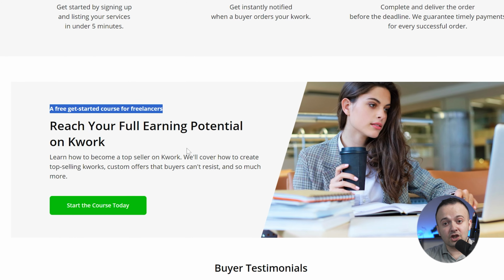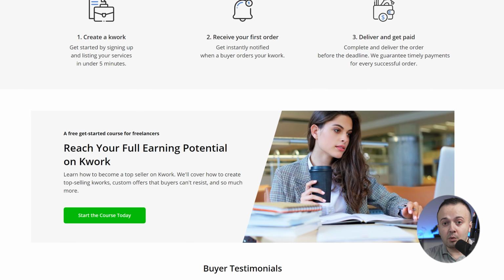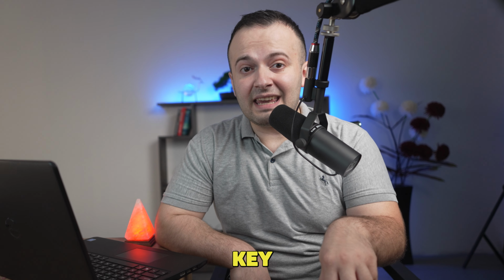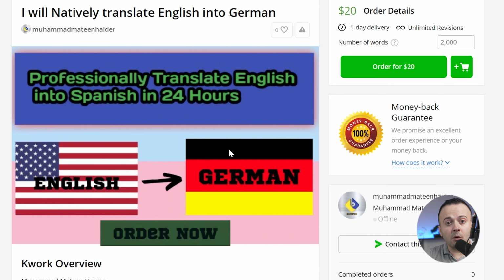You can read each chapter at any time, and if you want to summarize the aspects that are most important to you. However, the most basic key factors are captivating thumbnails and titles. Just look at the thumbnail of this example gig here. 2 flags, 1 American and 1 German as speech bubbles. A t-shirt with 1 inscription translated from English into German in colored letters, and that's all it takes.